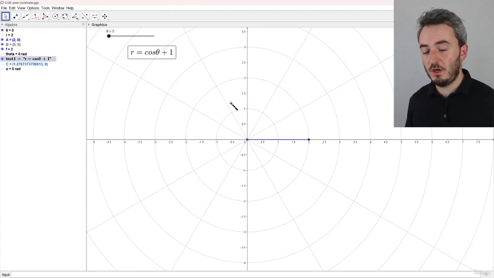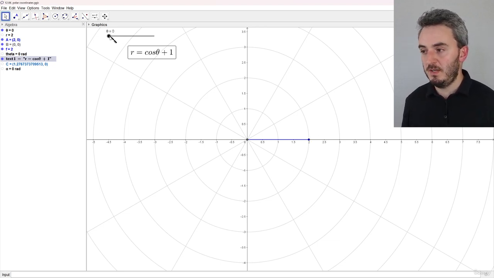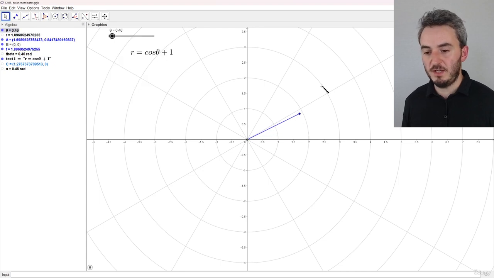It's r equals cos theta plus 1. So you can see that we're already starting at this point here. And that's because when the angle is 0, the distance to the origin is going to be cos of 0 plus 1. Cos of 0 is 1, plus 1 is 2. Now let's set this one off and see what it looks like.